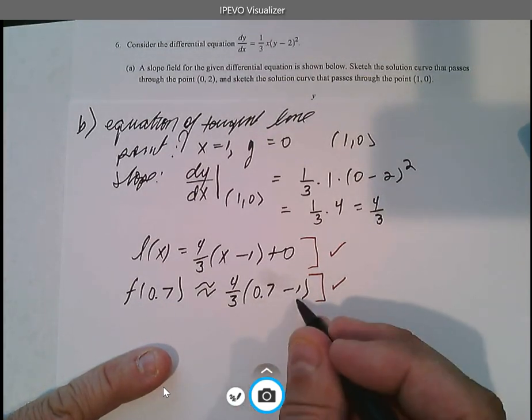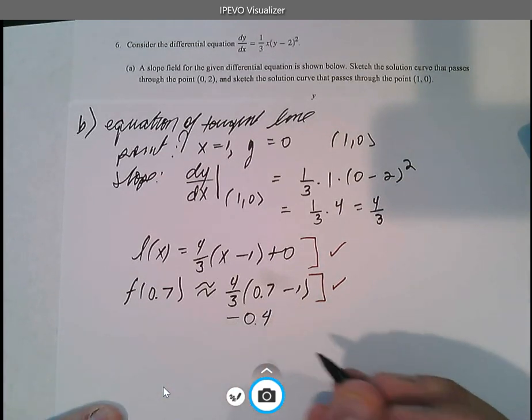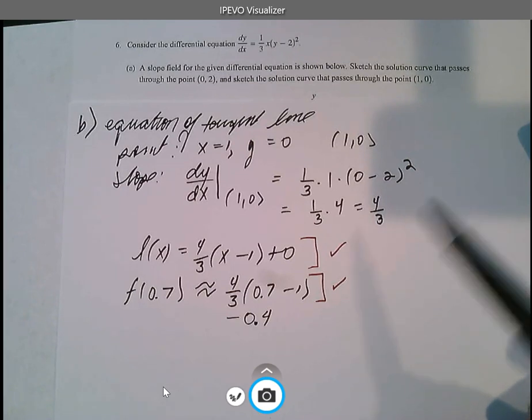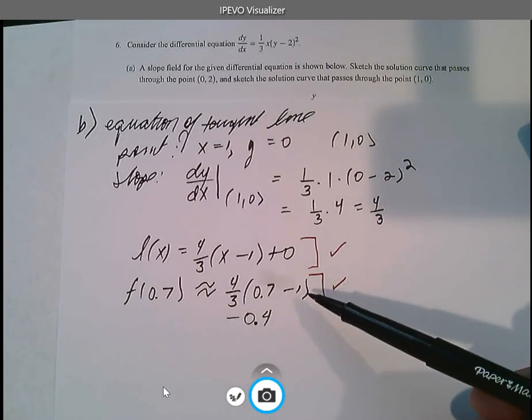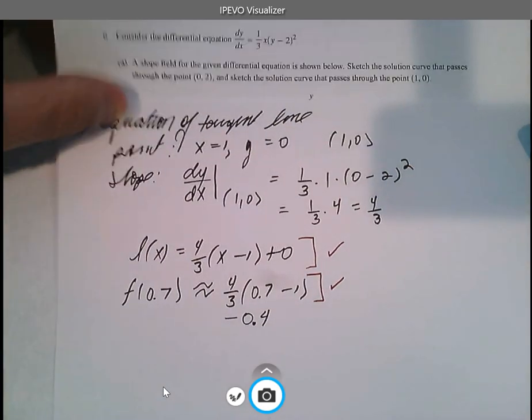0.7 minus 1 is negative 0.3. 4/3 times negative 0.3 is negative 0.4. And as I've mentioned several times along the way, negative 0.4 is no better than the answer that you already have, so it really would just be a waste of time. All right, let's move on to part C.